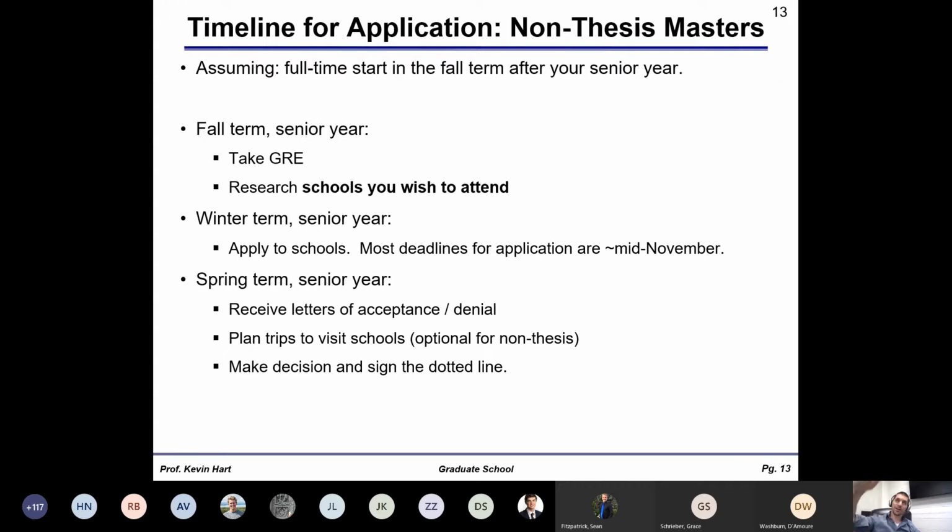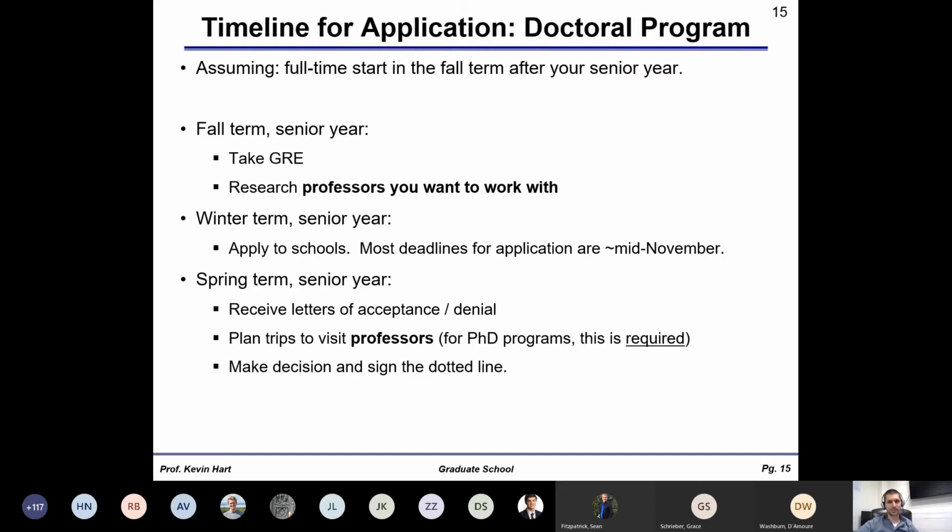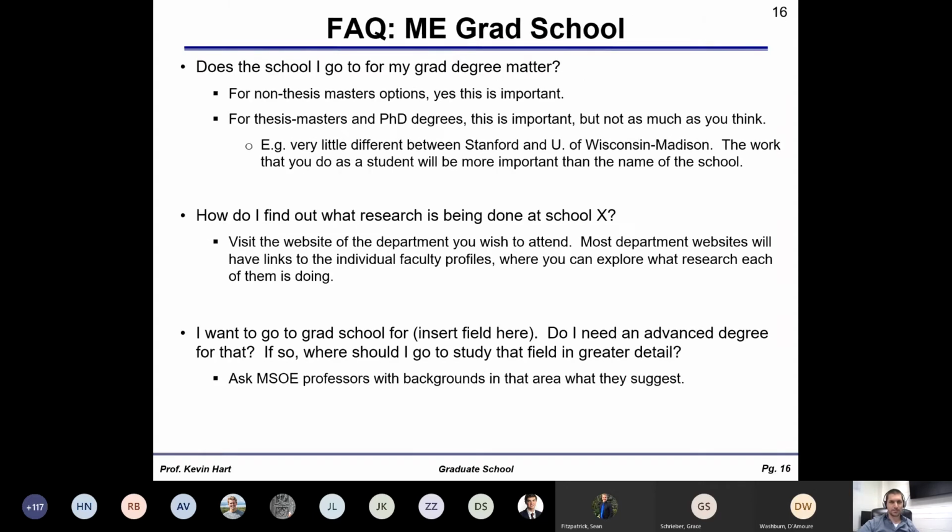Then you'll start getting acceptance letters and all that sort of stuff. That'll happen sort of in the springtime. You might want to visit these schools. You might not. You might just say, all right, I'm going to go to Michigan Tech and be happy. All right, etc. Here's more information about the thesis masters. Looks very similar, except more emphasis on researching the professors you want to work with instead of the schools you want to go to. Same idea here with the doctoral program. It's more about working with a specific professor rather than going to a specific school.